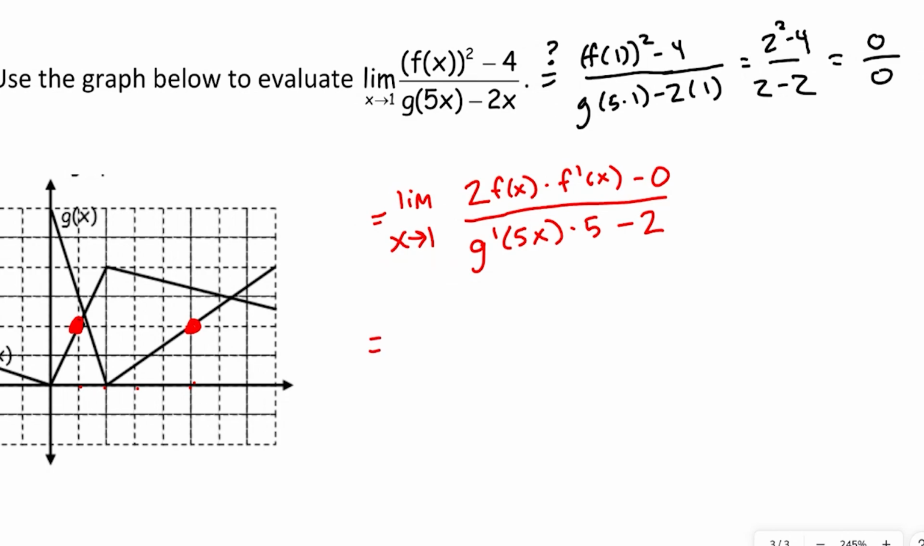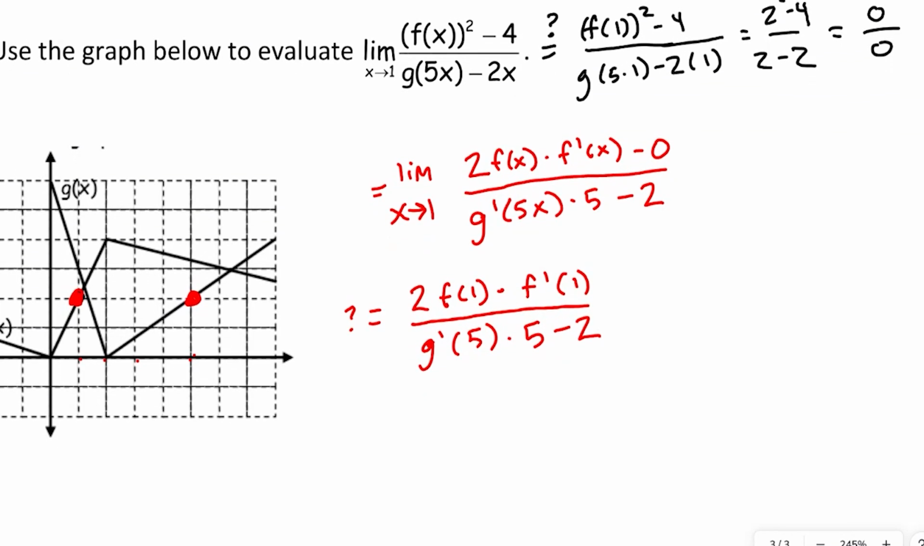Okay, so plugging in 1, we'll put a little question mark here. Maybe this equals, maybe not. 2 times f of 1 times the slope at 1, over g prime at 5 times 1 is 5 times 5 minus 2. Okay, so f of 1 we established was 2. So 2 times 2 times the slope at 1. What is the slope of f here? Yeah, it's 2. Up 2 over 1, up 2 over 1. Good. So the slope is also 2.